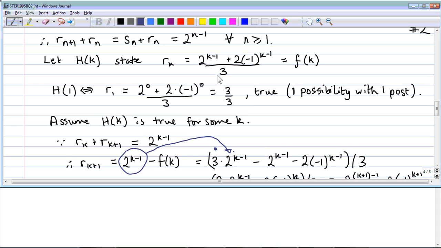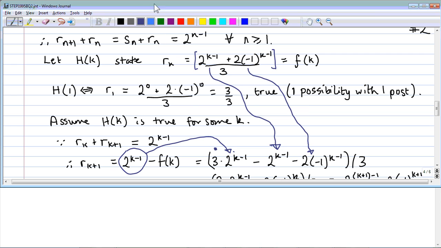Minus, and now I'm going to use fk. fk being 2 to the k minus 1, plus 2 minus 1 to the k minus 1 over 3. So 2 to the k minus 1, that's coming from there. And 2 minus 1 to the k minus 1, that's there. And then the divide by 3 as we just discussed.